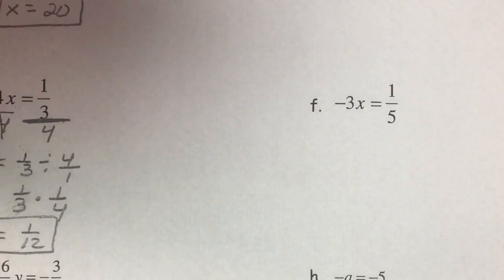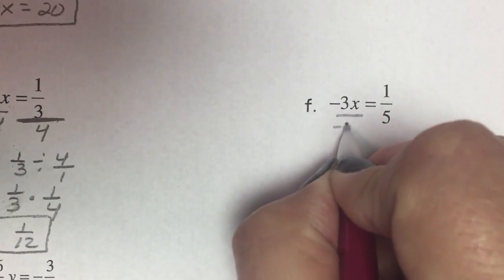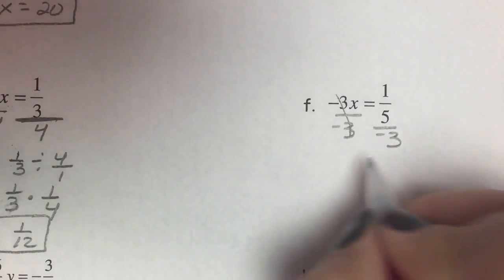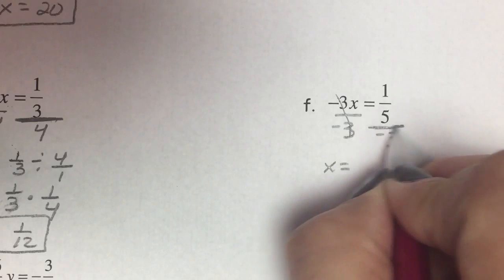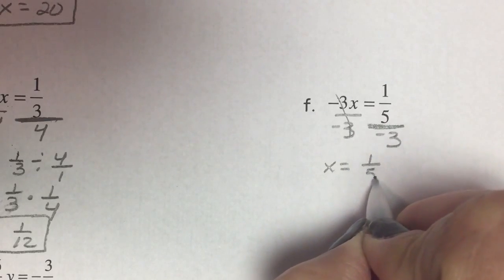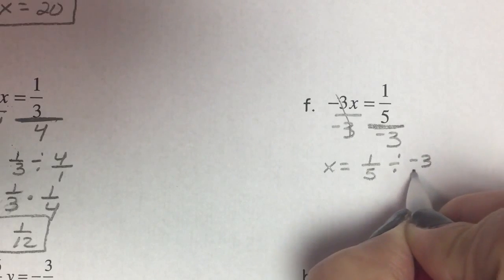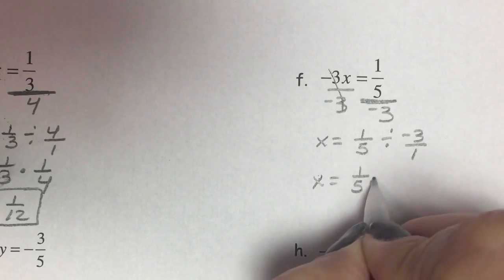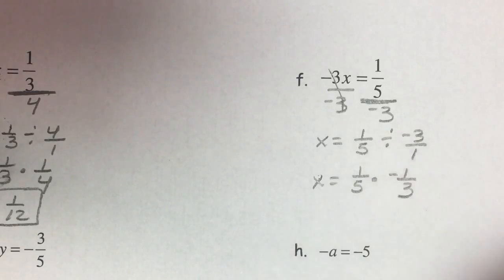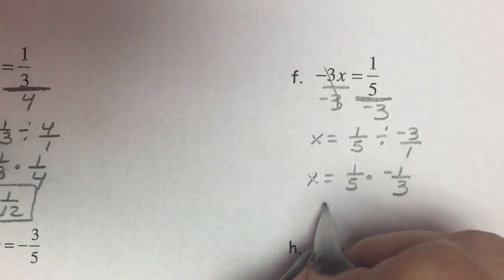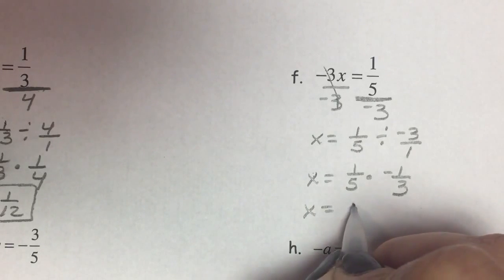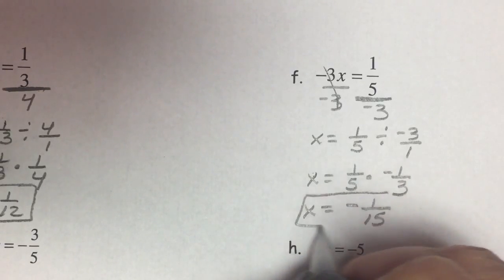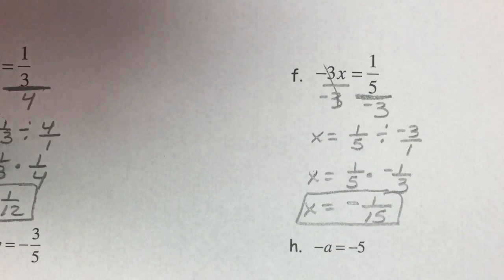For F, same type of thing, except here I'm dividing both sides by negative 3. So these negative 3's will cancel. X is equal to, this is a division problem, so it's 1/5 divided by negative 3 over 1, which is 1/5 times negative 1 over 3. Now here we have a negative times a positive, so my answer is going to be negative, and multiplying straight across, I get negative 1 over 15.